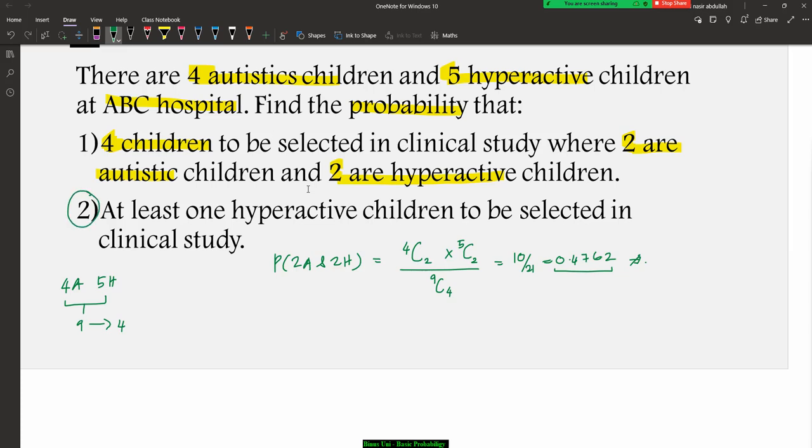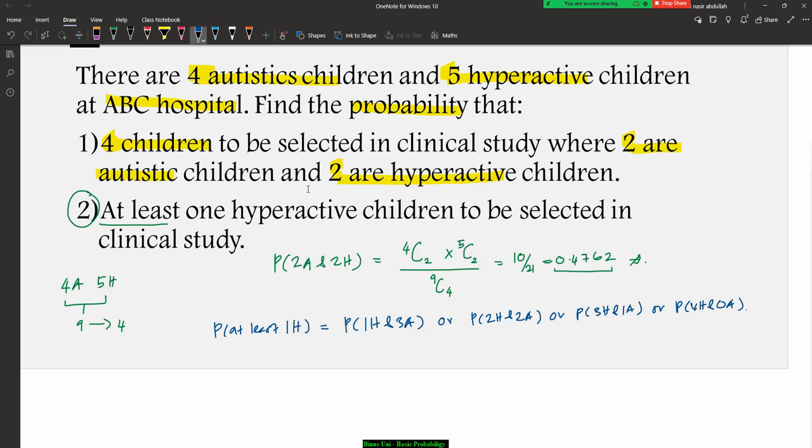Number 2: at least 1 hyperactive child to be selected. At least means either 1 hyperactive, or 2 hyperactive, or 3 hyperactive, or 4 hyperactive children. So the probability of at least 1 hyperactive means the probability of 1 hyperactive and 3 autistic, or the probability of 2 hyperactive and 2 autistic, or the probability of 3 hyperactive and 1 autistic, or the probability of 4 hyperactive and 0 autistic. We limit it to 4, because we want to select only 4.